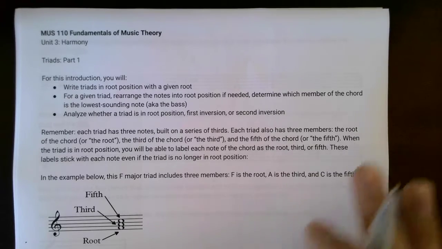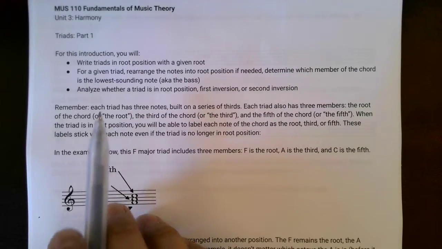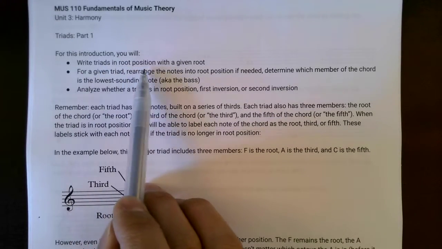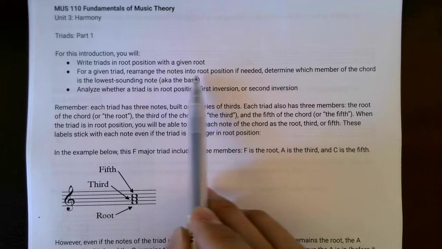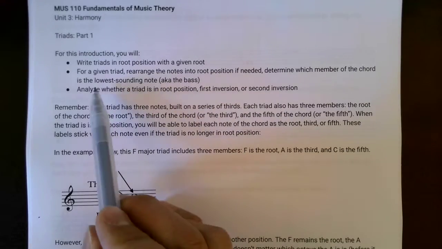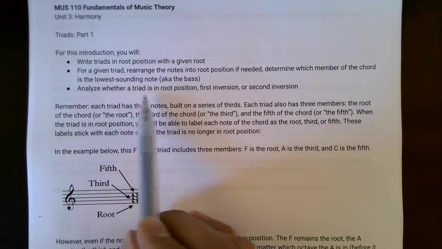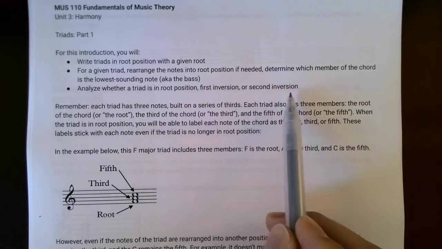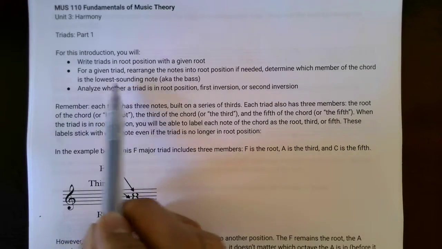Okay, so as you're taking a look at this handout, the three things I'm going to ask you to do are write triads in root position with a given root. Also, for a given triad, rearrange the notes into root position if needed, and then determine which member of the chord is the lowest sounding note. I will use both the term lowest sounding note and the bass because they both mean the same thing. Finally, you'll analyze whether a triad is in root position, first inversion or second inversion, and that completely depends on which member of the chord is the lowest sounding note.